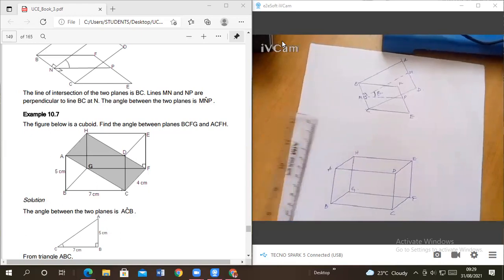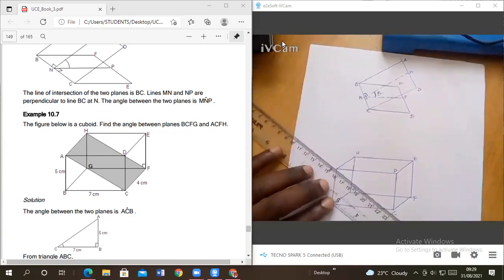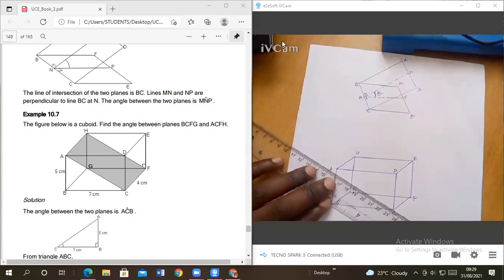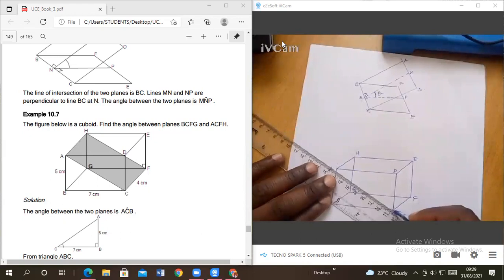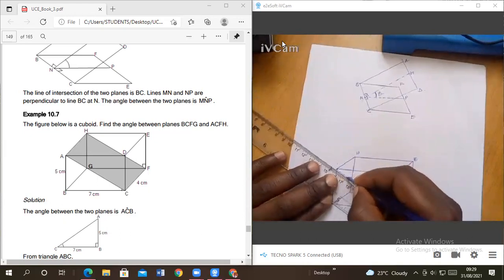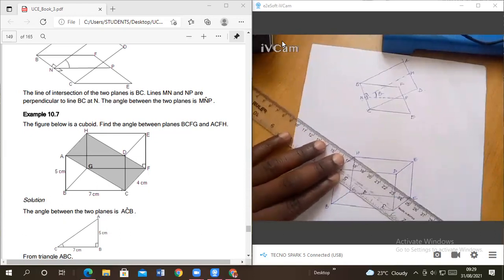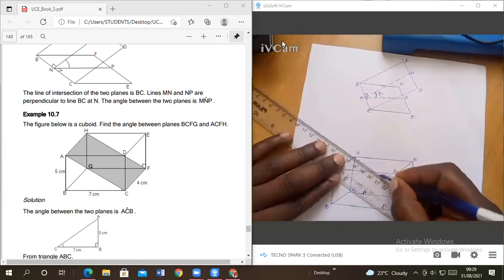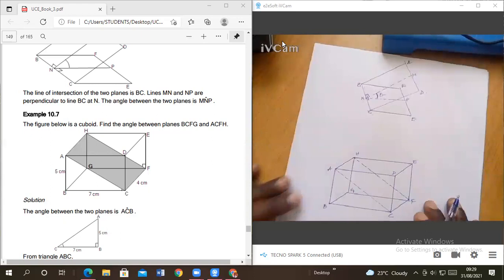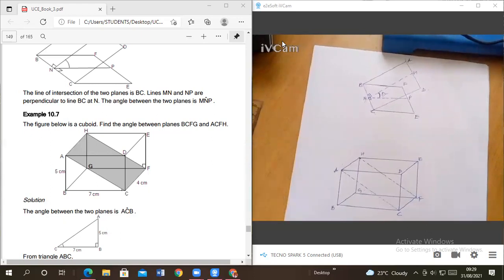Okay, now the next thing that I'm going to do is draw that plane they are talking about, ACFH, inside. So let me try to use dotted lines. Okay, and H. All right, so what we are supposed to do, if we want to find the angle between this lower plane, BCFG, this lower plane here, and also this plane here that is in the middle there.